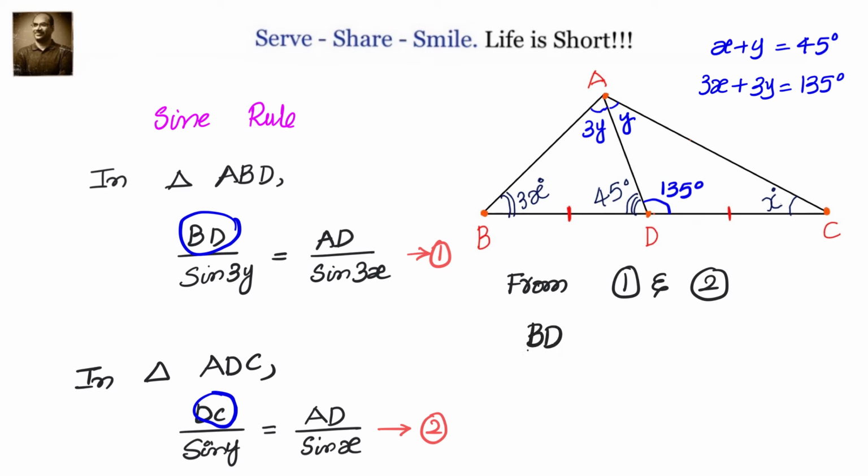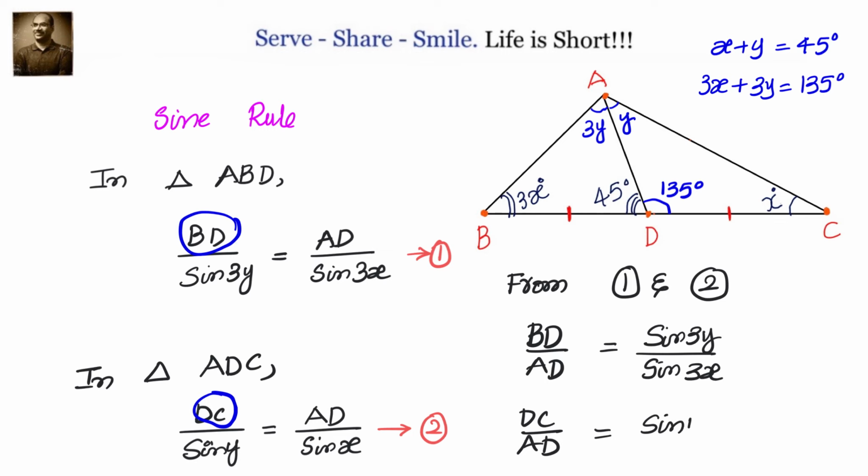So from 1 we have BD by AD equals sine 3y by sine x, and from 2 we have DC by AD equals sine y by sine x. But we know BD equals DC and AD is the same. So then we know that sine 3y by sine x equals sine y by sine x.